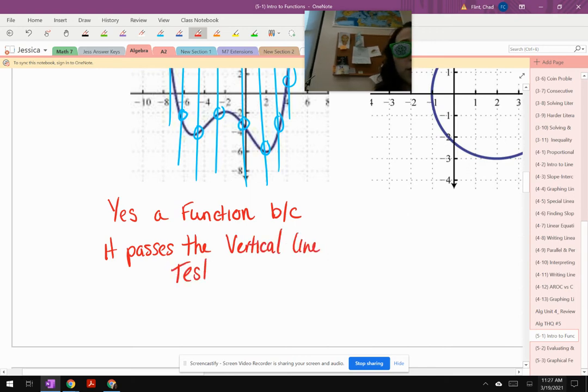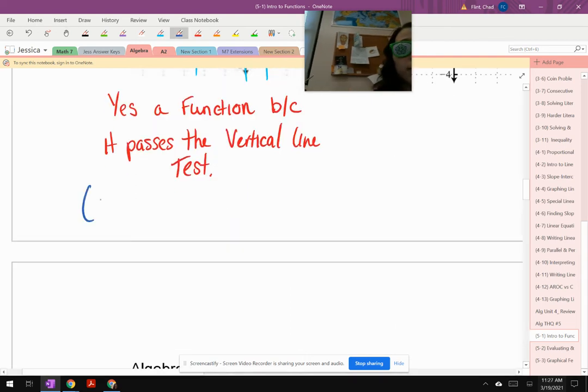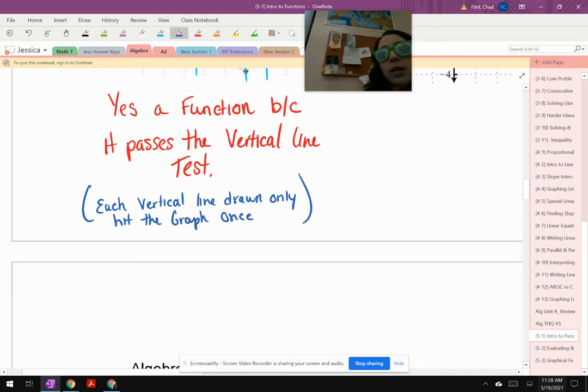And I'm just going to reiterate what that means in this first example and in this first example only. Each vertical line drawn only hit the graph once. That means it's a pass.